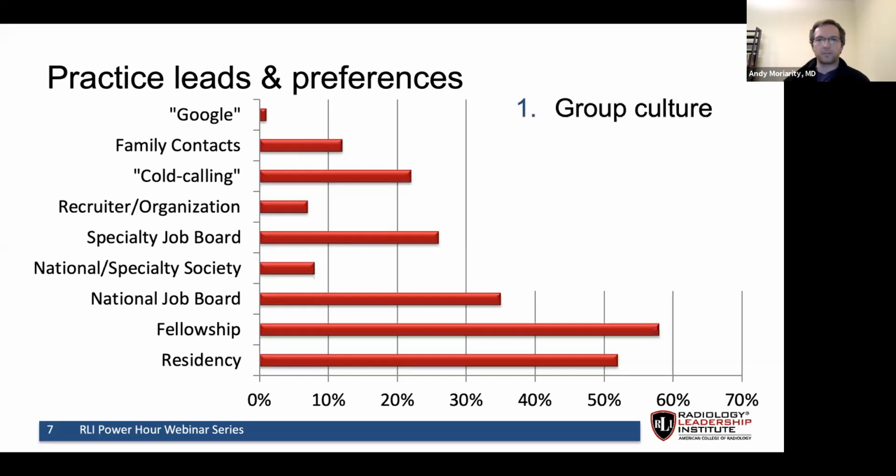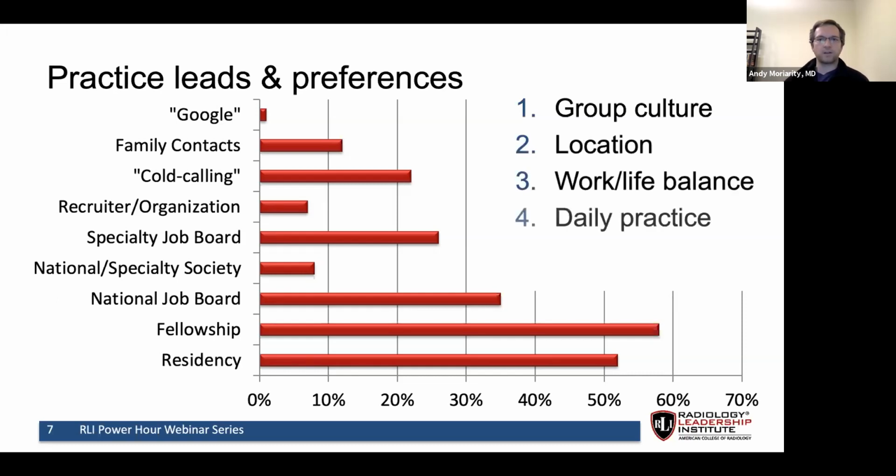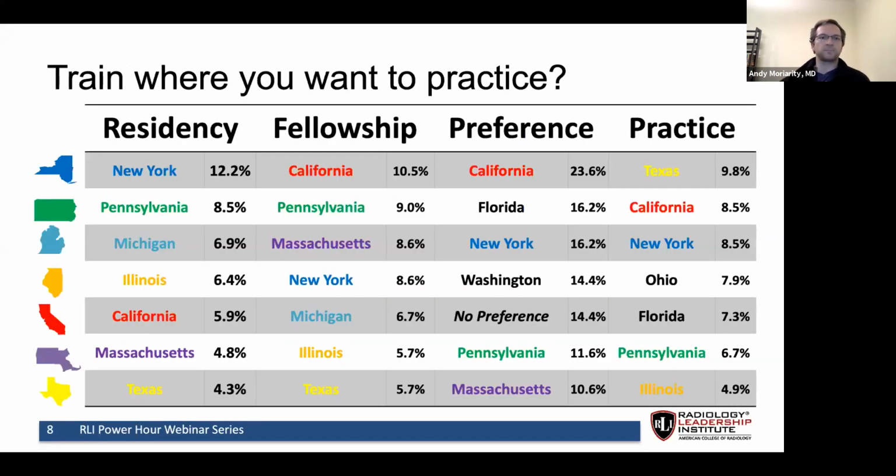By far and away, group culture, number 1, 2, and 3. But if we had to rank them after that, it became location, followed by work-life balance, and then daily practice, what I'm doing in my day-to-day work, what sort of specialty mix I get for a subspecialization or general radiology, and finally coming in at 5th and last in our survey ranking was salary.